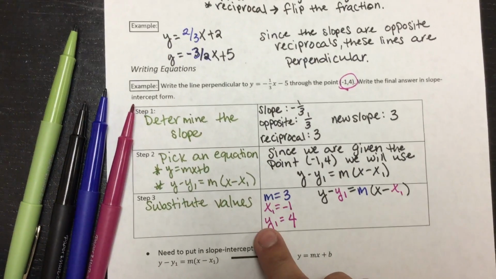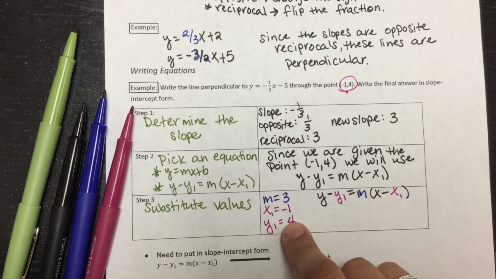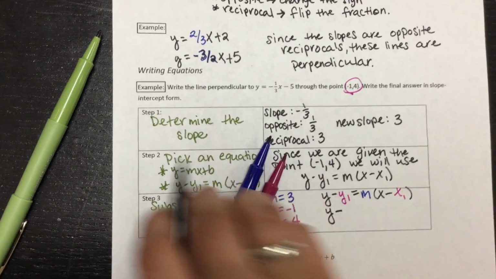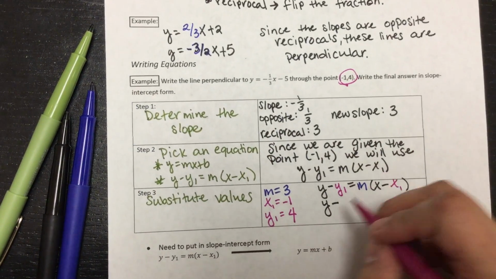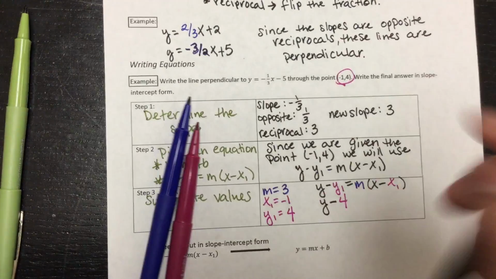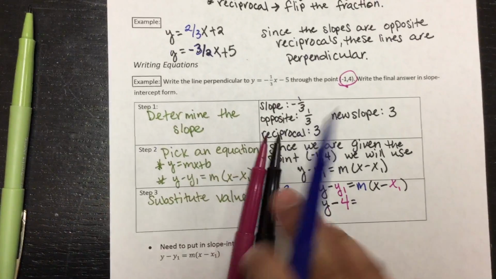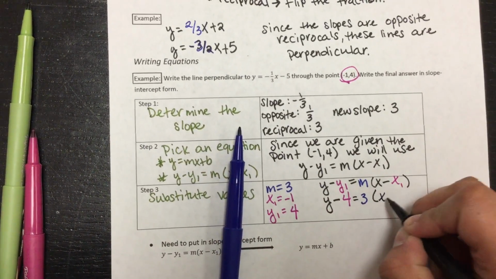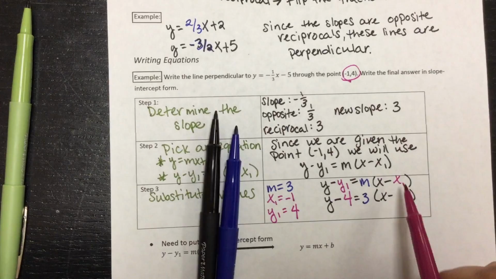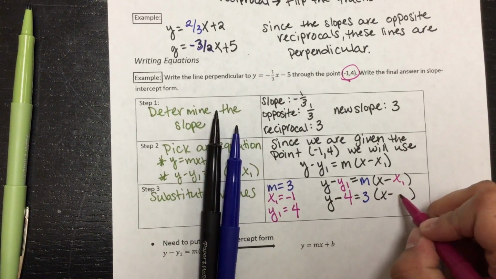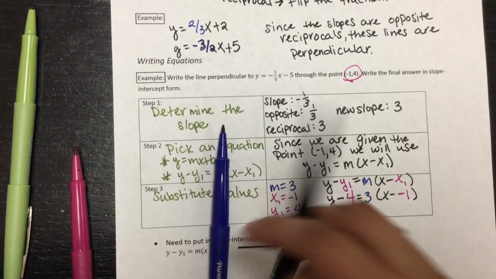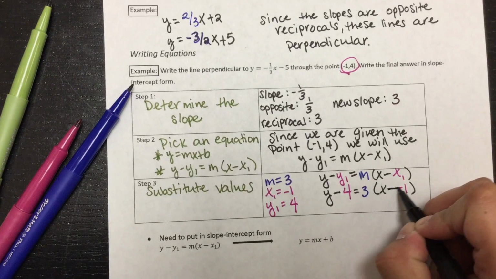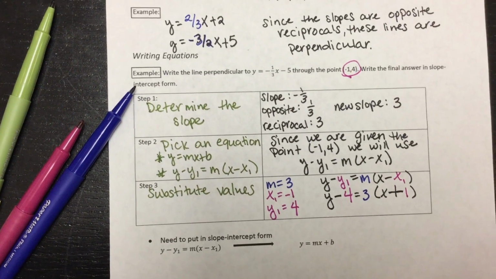We have our formula. We have the 3 values that we need to know. Now we're going to take these 3 values and plug them in. So y minus y1 is 4 equals, my m value is 3 times x minus, and my x1 value is negative 1. This is a double negative, and with double negatives, subtracting a negative is like adding a positive, so I'm going to change that to a plus sign.